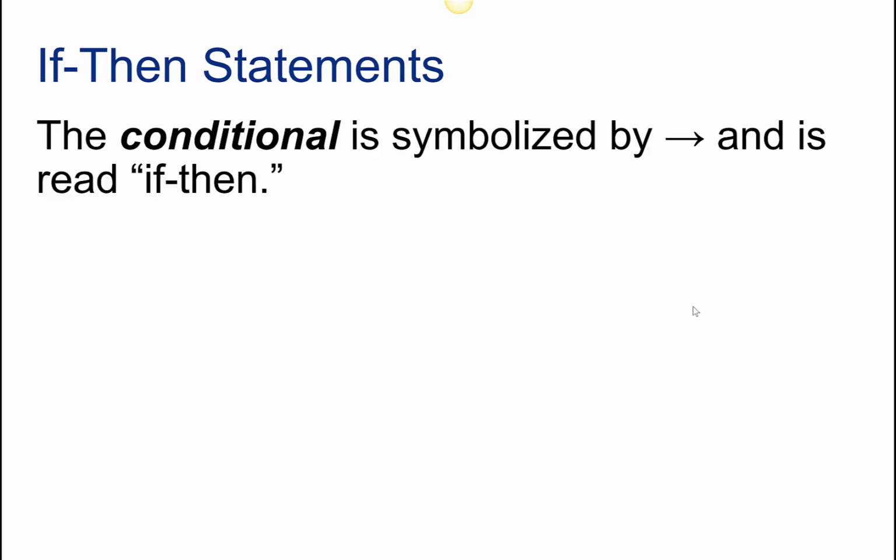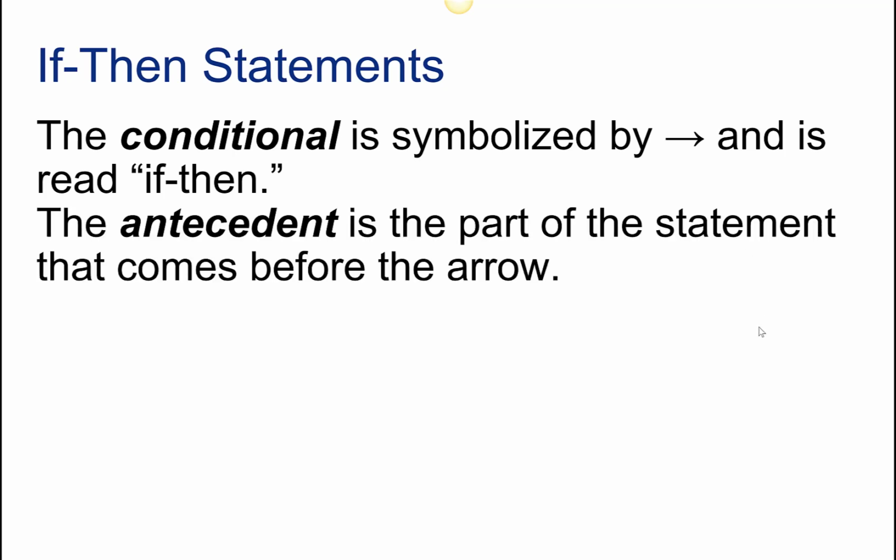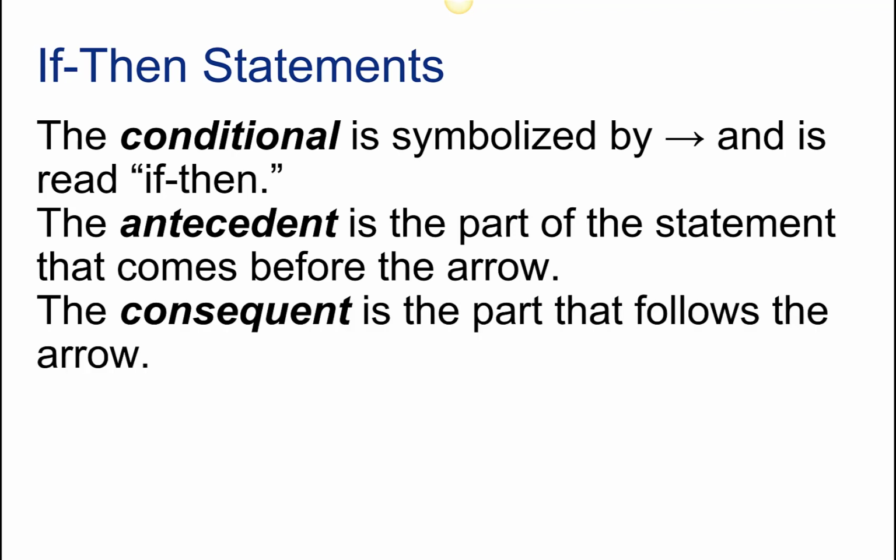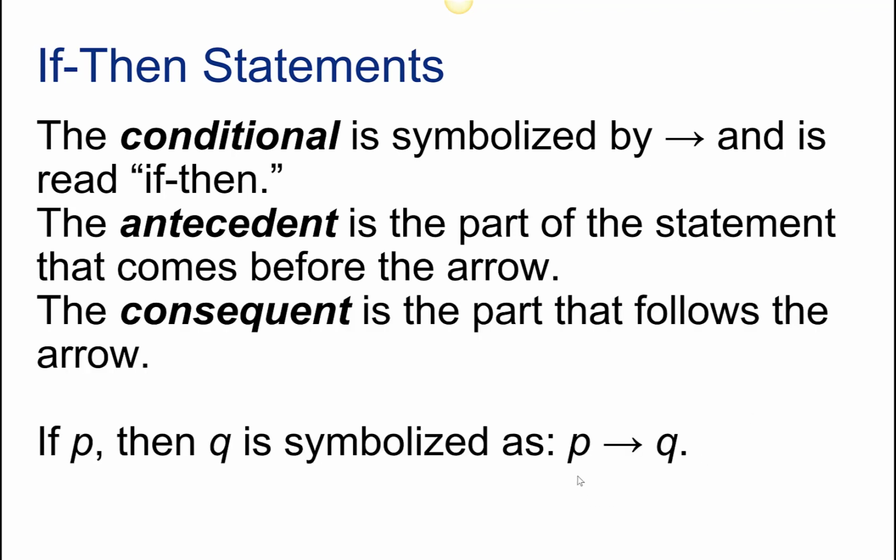The conditional is symbolized with an arrow pointing to the right, and it's read as if-then. The antecedent is the portion of the statement that comes before the arrow, and the consequent is the part that follows the arrow. And it's written like this: P, arrow, Q. If P, then Q.